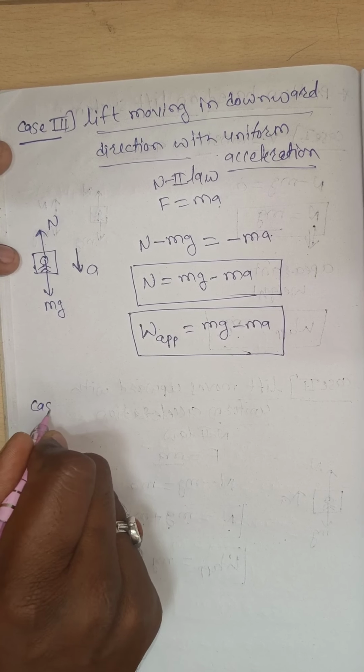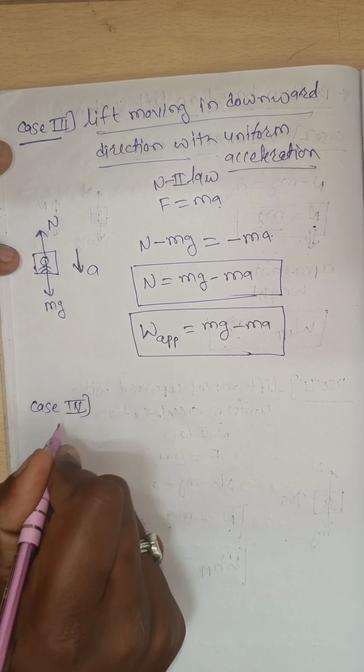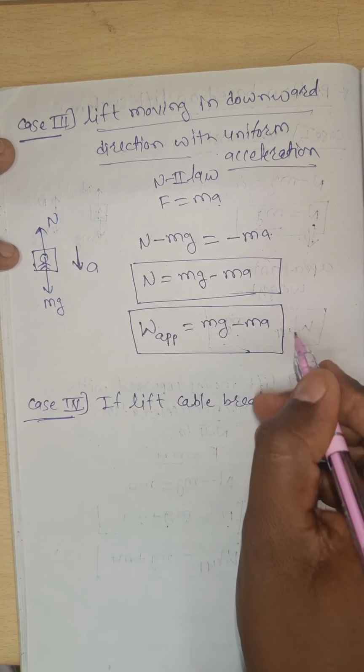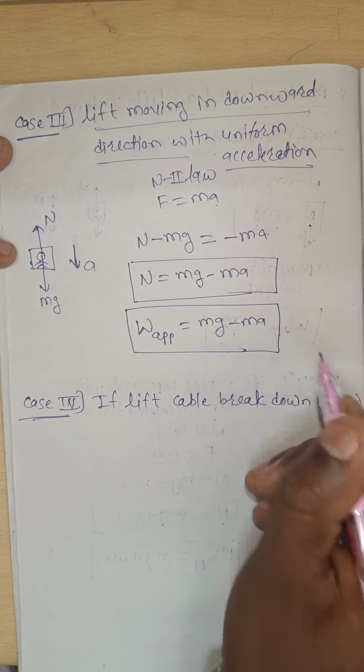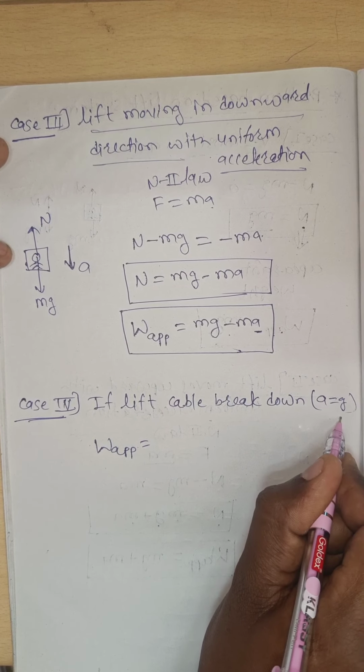Now, in case four, if the lift cable breaks down, then the acceleration is equal to the acceleration due to gravity. The same situation applies for the apparent weight, but in place of acceleration we have to write acceleration due to gravity.